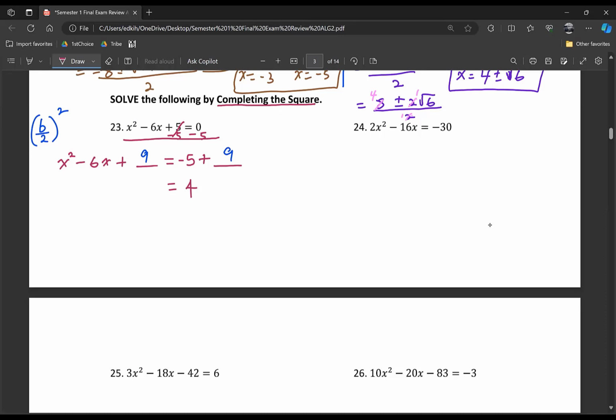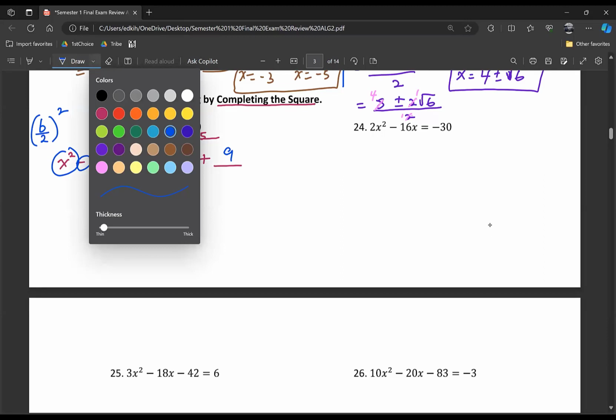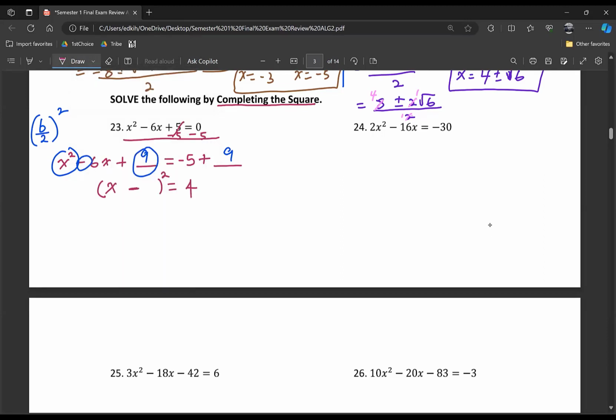On the left side, I've got great news for you. You can always set up a parenthesis squared because it's always going to factor nicely. To fill the blanks in here, always copy that first sign. The first sign for us is a minus, which means we're going to have a minus in here. And then for the other blanks, you take the square root of the first term and the square root of the last term. Square root of x squared is x, and square root of 9 is 3. So that's fully factored.